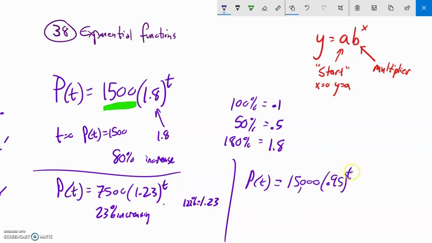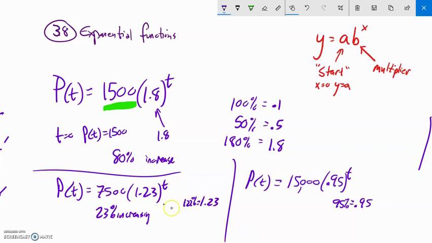0.95 to the t. Notice these ones were both greater than one, like 1 point something. This one's less than one. So if I think about the 0.95, that's 95%. This is not growing by 95%. This is 95% of that. This is actually shrinking. So just like here, I had this 1.23, the 123%.